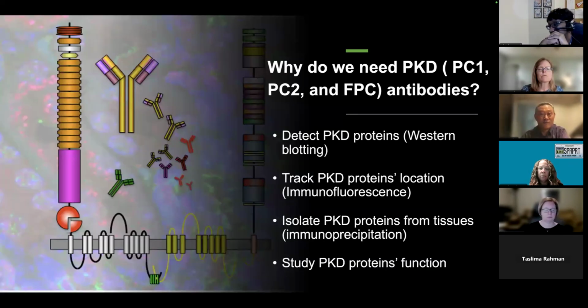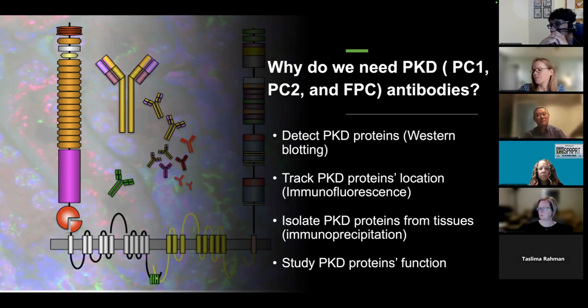That brings us to the question: why do we need PKD antibody, that is, antibody against PKD1, PC1, PC2, or FPC? What do you do in research? Number one, we can detect PKD1 protein. We can ask the question, is this protein there or not there? Sometimes it is there, sometimes not, so we need to ask those questions. And we use a technique called Western blotting. I'm going to show you one example later on. Basically, this is one way to detect a protein.